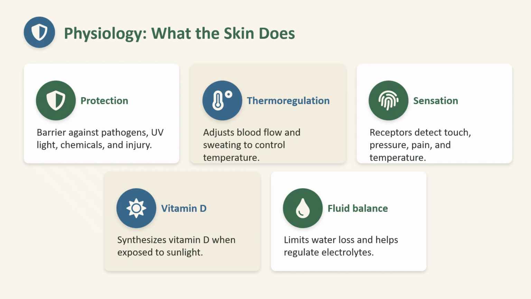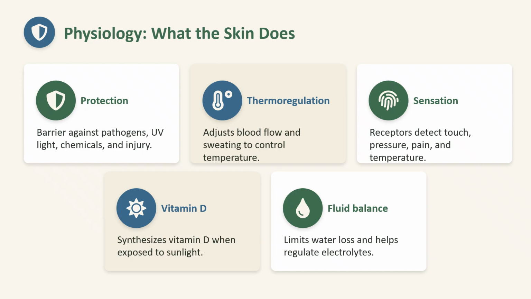Thermoregulation is second. When you're hot, dermal blood vessels dilate to release heat, and sweat glands pour out fluid to cool you by evaporation. When you're cold, vessels constrict to conserve heat. The skin is your body's thermostat surface. Third is sensation. The dermis is full of receptors that detect touch, pressure, pain, and temperature, constantly feeding information to the nervous system.